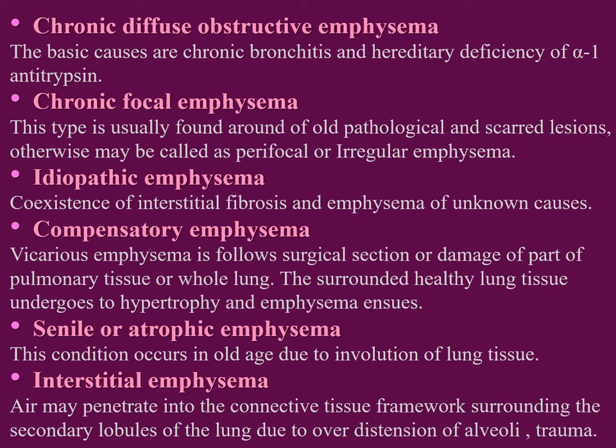Chronic focal emphysema. This type is usually found around old pathological and scarred lesions, and may otherwise be called perifocal emphysema or irregular emphysema. If such emphysematous foci coalesce, they can form multiple big bullae with a thin wall, and a bullous emphysema develops, rupture of which may lead to pneumothorax and death.